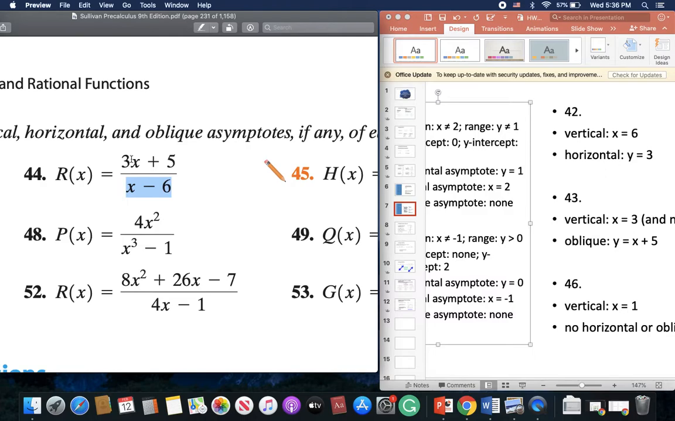Now the horizontal asymptote. See, the power of x is 1 and the power of x is 1. That means they are the same. If the powers are the same, then the horizontal asymptote will be y equal to the ratio of their coefficients, 3 divided by 1, which is 3. That's why the horizontal asymptote is y equal to 3. And there will be no oblique asymptote, as you know. If there is a horizontal asymptote, there is no oblique. If there is an oblique, there is no horizontal.